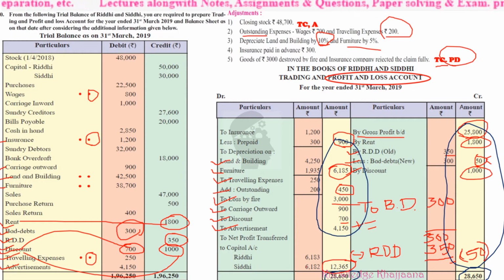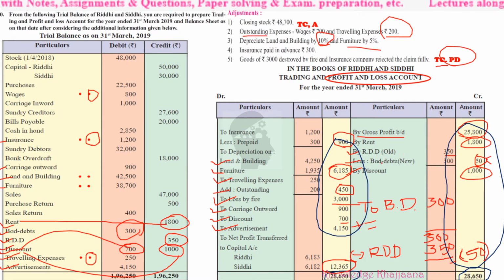And what we have to do of this net profit? See what has been given. How much of capital they have brought? See, they have brought the capital 50,000 and 30,000. But have they mentioned anything, in which ratio the profit should be distributed? You are required to prepare it. See, they haven't mentioned any ratio on which the profit should be distributed. So what should be done in this case?